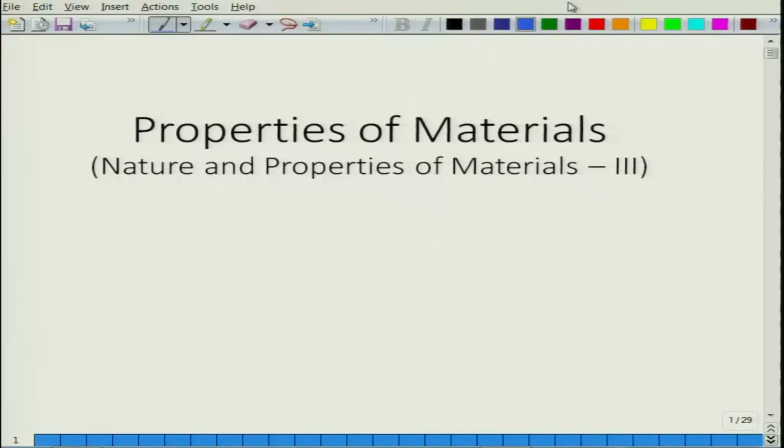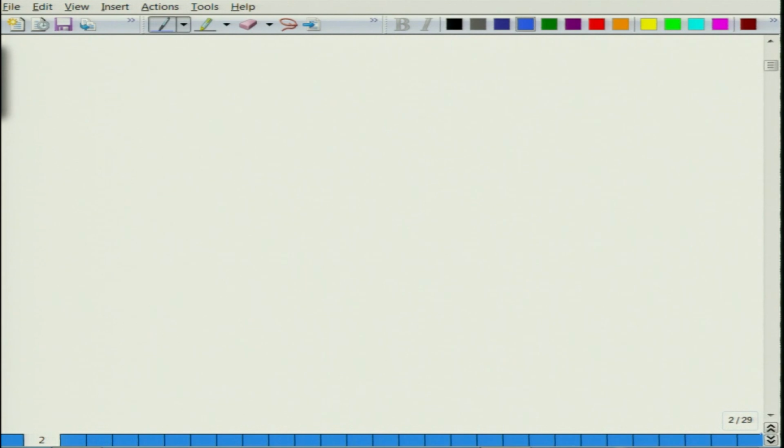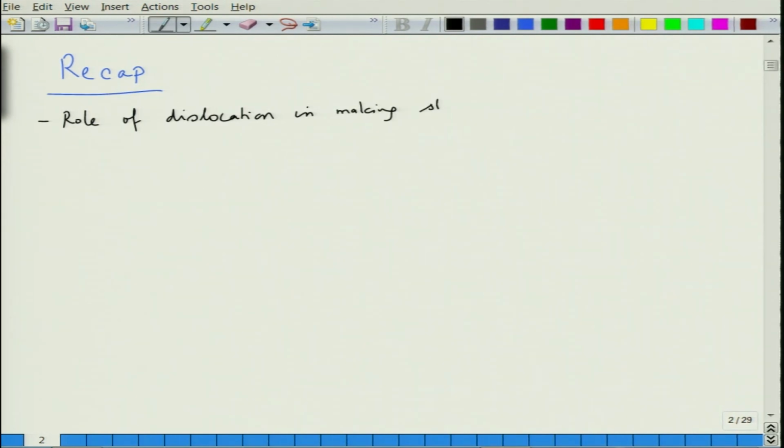So let's just start with where we were and what we did earlier. What we did was we looked at the role of dislocations in making slip happen, and this is basically by dislocations reducing the stress required.